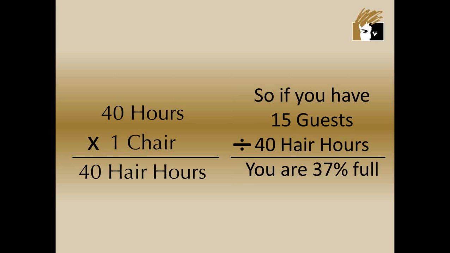We're going to look at this per individual now. So we've got 40 hours that this chair is available. We're open 40 hours a week, one chair. That means this chair has 40 hours available. So if I only have 15 guests this week in my chair, and I'm there 40 hours, I was only 37% full. So I was 63% empty. I would want to know, and have them communicate with you, what did that 63% empty produce today?